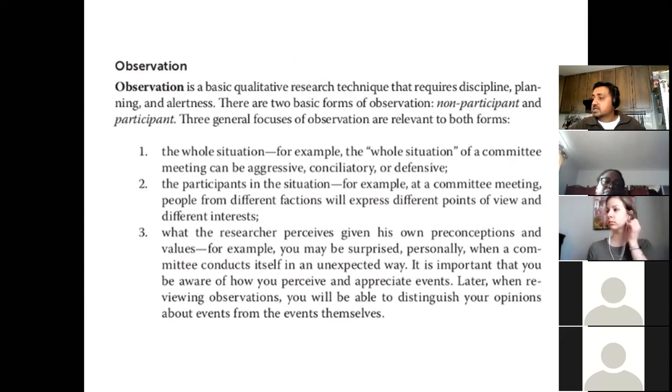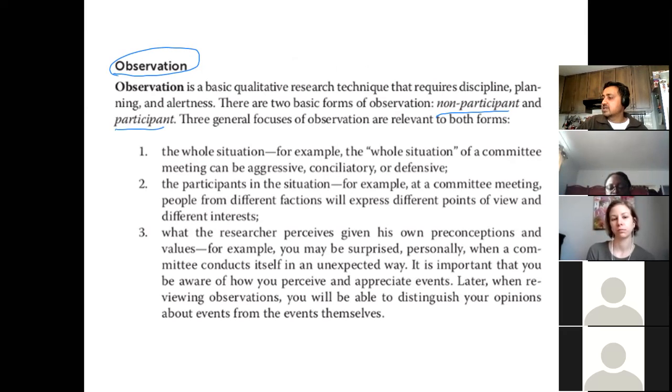There are different ways to collect qualitative data. Obviously, the first one is observation. And this is from your textbook. So it's a very basic qualitative technique where you have both non-participant observation as well as participant observation. Whichever one you do, there are 3 basic foci or focuses. I like to say foci, the authors like focuses, doesn't matter. 3 general focuses of observation are common to whether you're a participant observer or a non-participant observer.